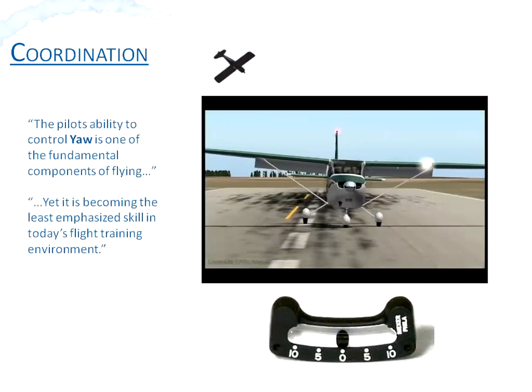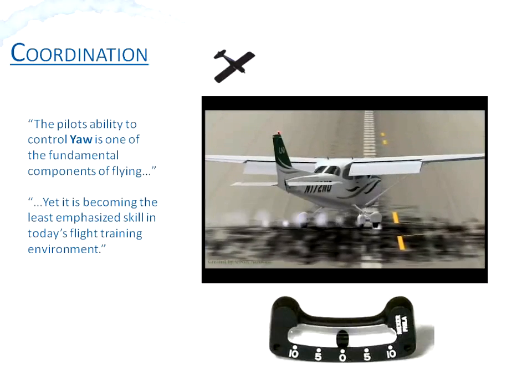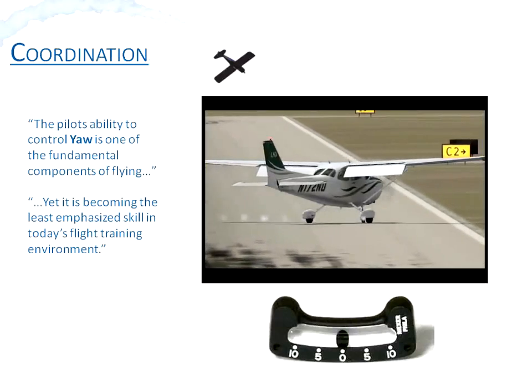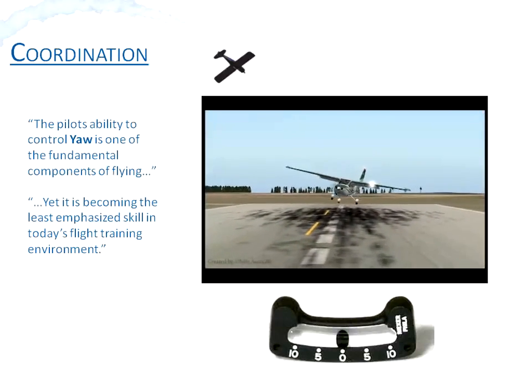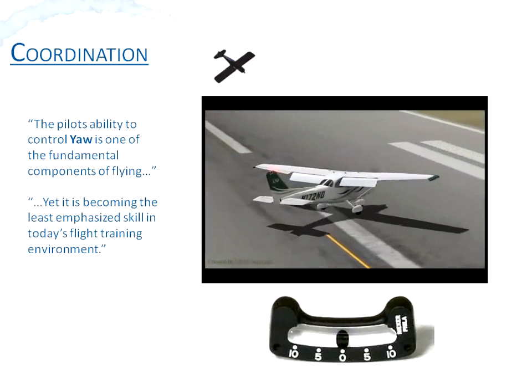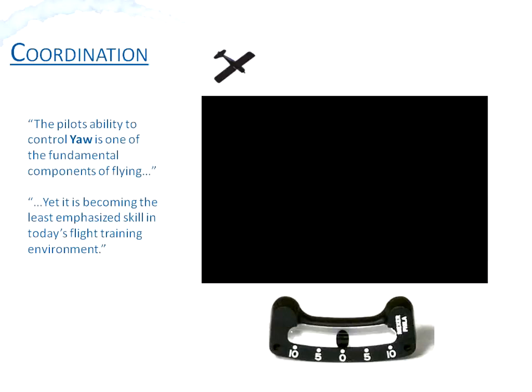Now the next thing we're talking about is coordination. If what you're seeing on the video here looks at all familiar, you really need to seek some additional training. That is because what's happening here is the pilot's inability to coordinate the airplane and control the yaw. If you'll note on the side here, I wrote that the pilot's ability to control yaw is one of the fundamental components of flying, yet it's the least taught or least emphasized skill in today's flight training. And that's incredibly true, unfortunately.